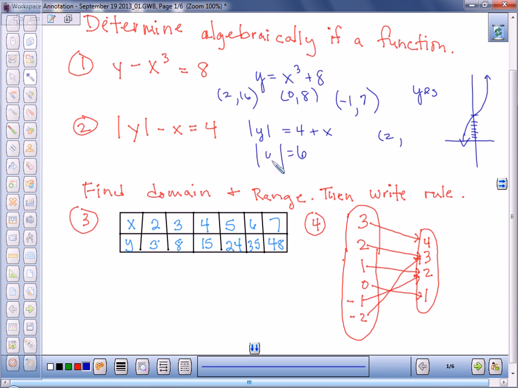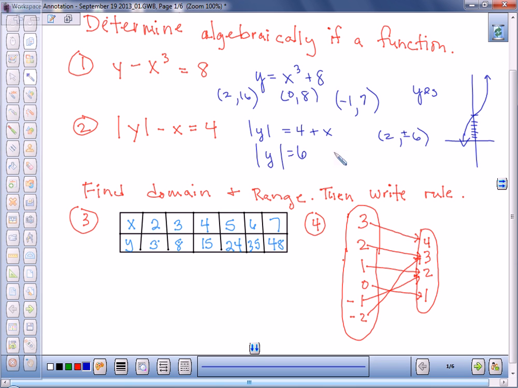Now, let's think about this. Could y be positive 6? Would that make a true statement? Yes. Could y be negative 6? Yes. Would that make a true statement? Yes. So I plugged in 1 input and I got out 2 outputs. Not a function. Is it a function? No.